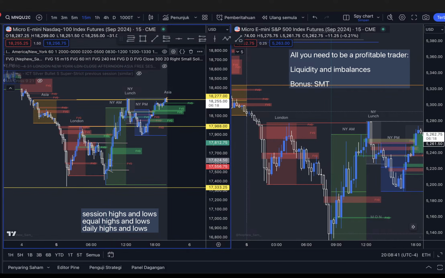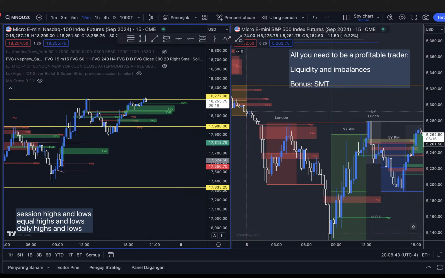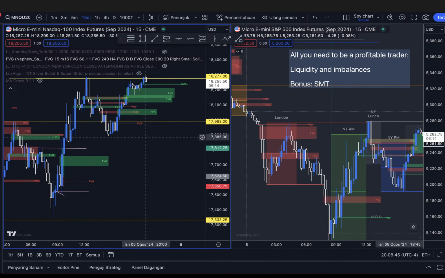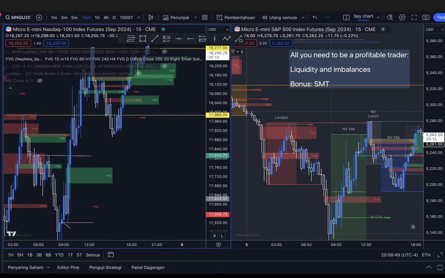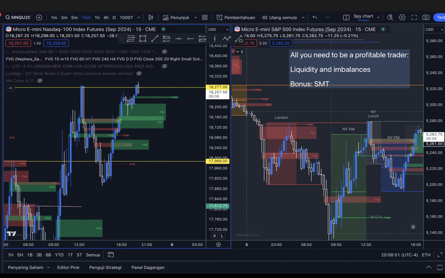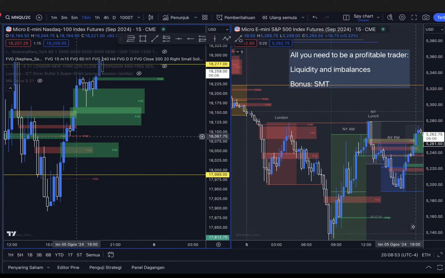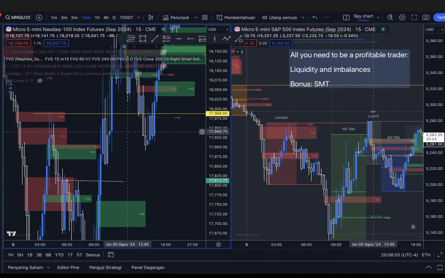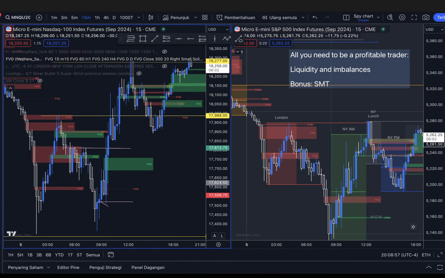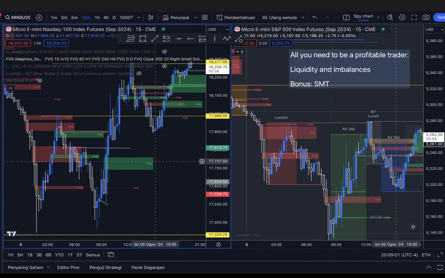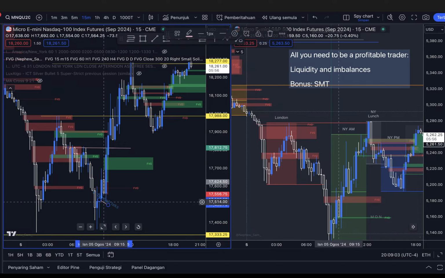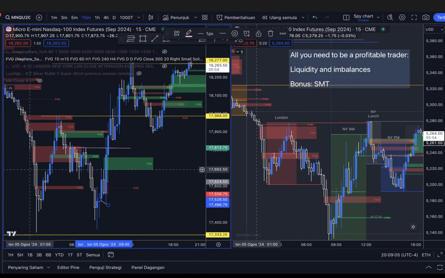Fair value gap by Nephew Sam shows me my fair value gap. Now, this might be an unnecessary indicator for y'all. For me, it is not. It's so easy to see, and there's so many small, tiny ones, like this little red one. There are so many fair value gaps that are made, why do I want to make my eyes work harder to see them? I'm not doing that. And then you can easily see an inversion here.